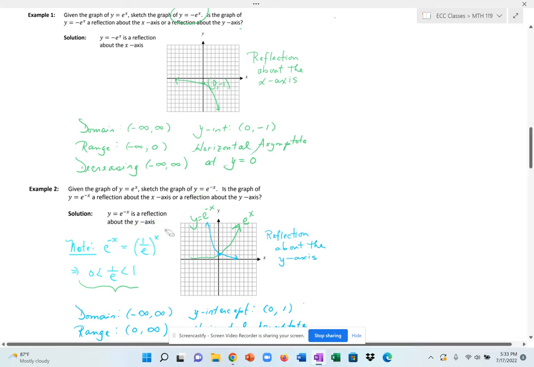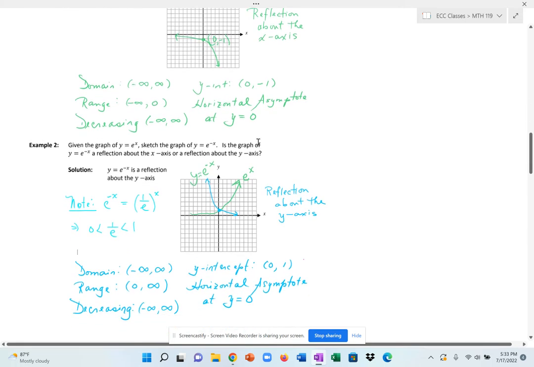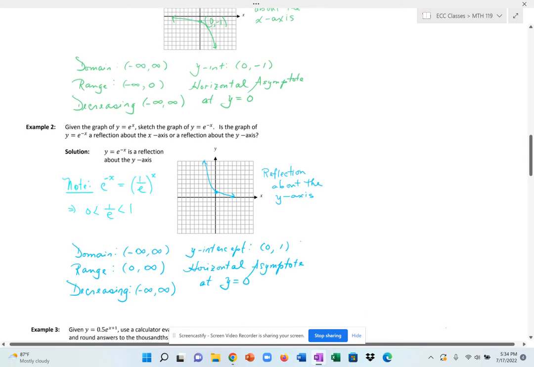And then again, a lot of the same attributes still apply. It still has a domain of all real numbers. The range for this graph here in blue is still all positive numbers. It is decreasing over all real numbers. It still has a y-intercept at 0, 1. And the x-axis, or the line y equal to 0, is still the horizontal asymptote. It's getting close to the x-axis, but doesn't quite touch it.